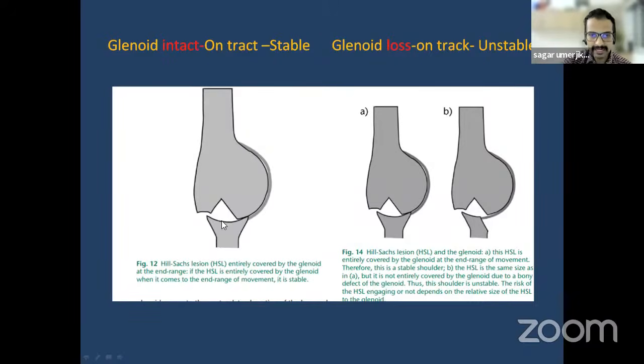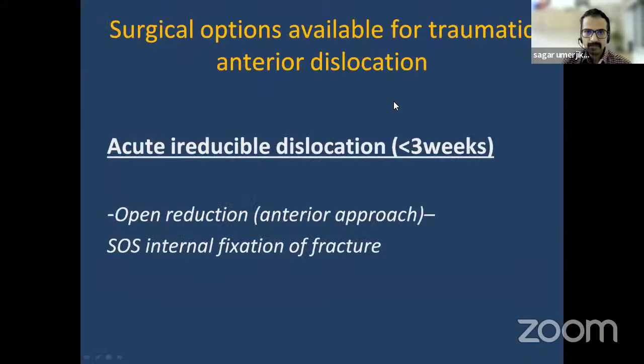With the glenoid intact, the Hill-Sachs lesion is not engaging with the glenoid, and this is relatively stable. When the glenoid is fractured, there is no support on the anterior side. The Hill-Sachs invariably gets engaged, goes totally out of track and dislocates. So this has to be read again.